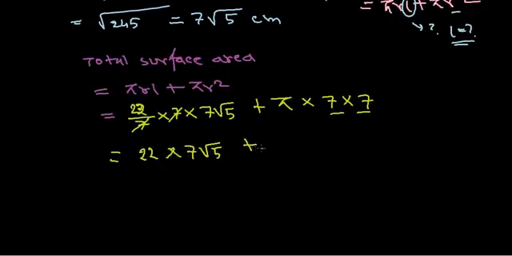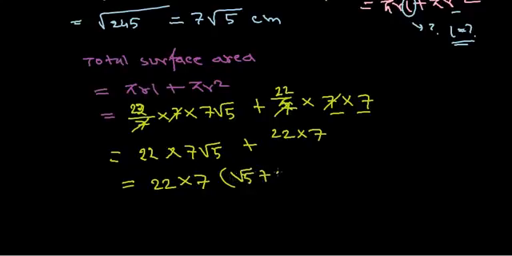We haven't done any multiplication yet. Instead of pi we put 22 by 7, so again the 7 will cancel, and 22 into 7 will be here. So we can take 22 into 7 common, and we are left with only root 5 plus 1. After calculating all these values, we get this as a result, and this is the surface area that we are talking about, 498.35.